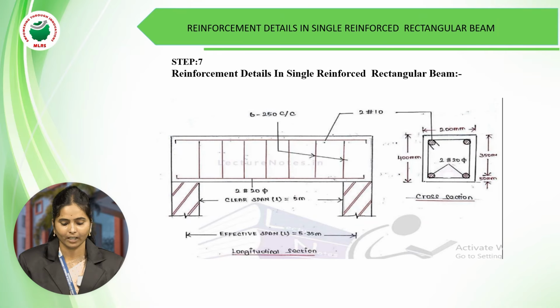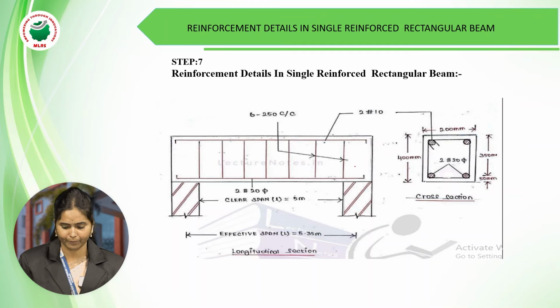So last, step number 7, reinforcement details in a singly reinforced rectangular beam. This is the beam. Those are all the steps, first step number 1, 2, 3, 4, 5, 6. All the values we need to find out are shown in the diagram. So what is the topic here? Design of singly reinforced beam.